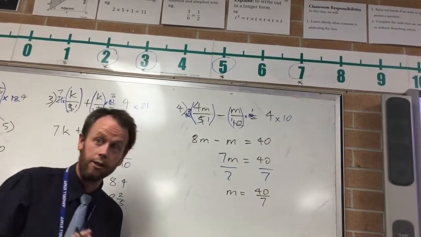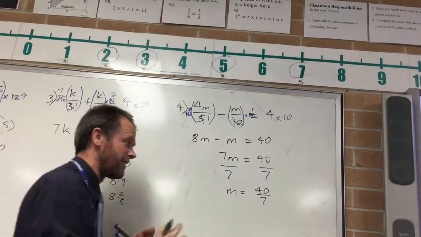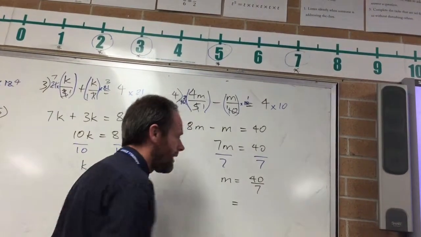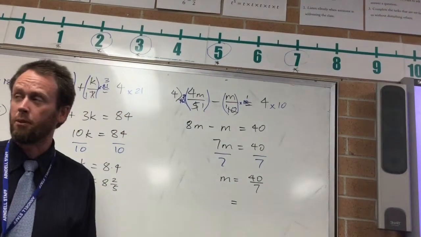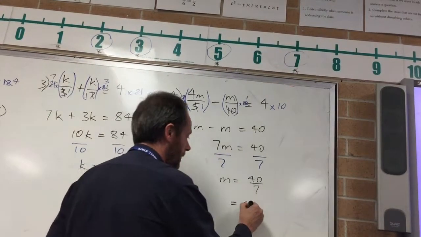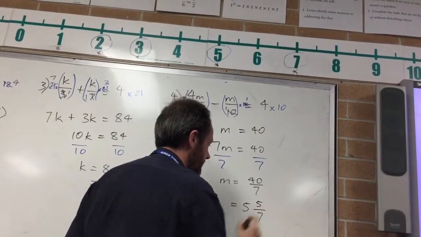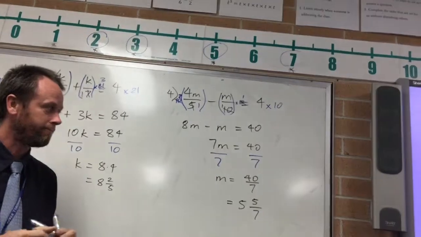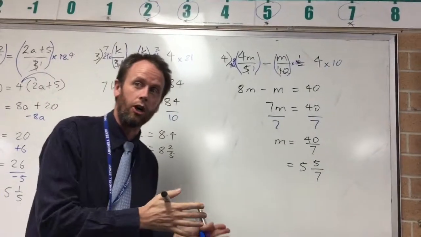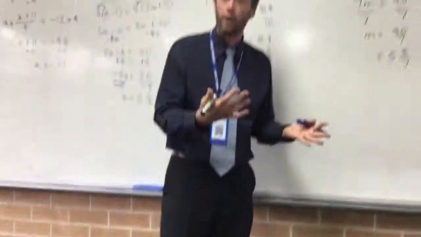This is where you definitely don't want a decimal. It's going to be crazy if you did. Instead, 40 divided by 7 happens to be 5 and 5/7. That's a nice accurate answer. And that is how we solve with algebraic fractions.